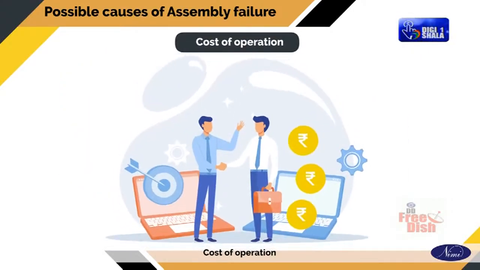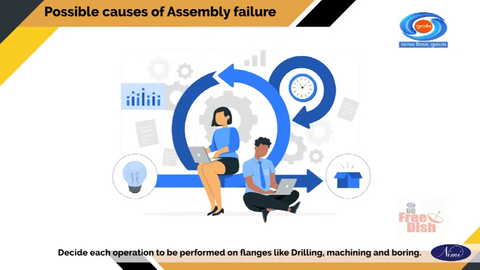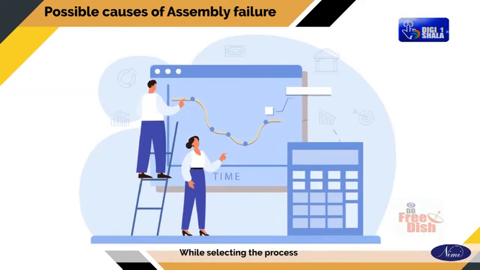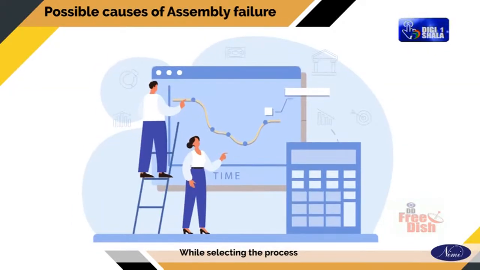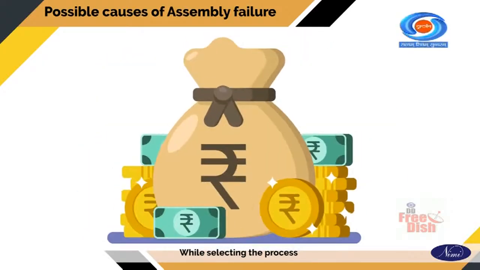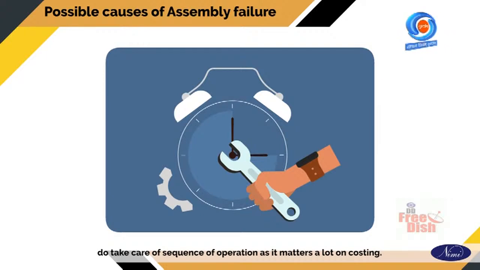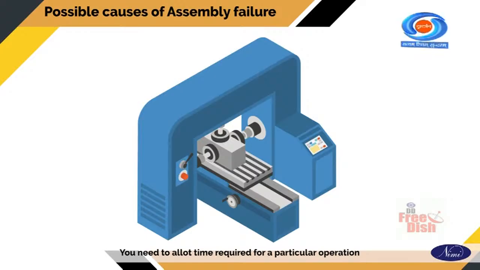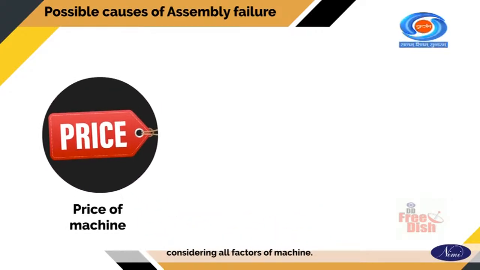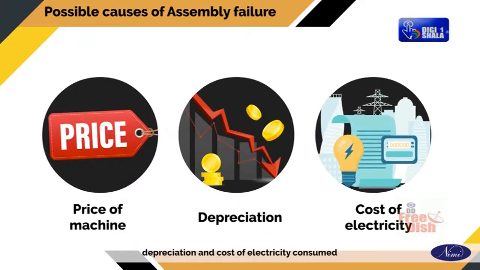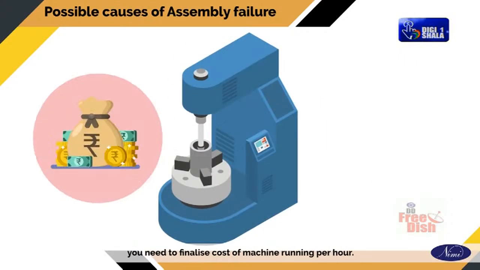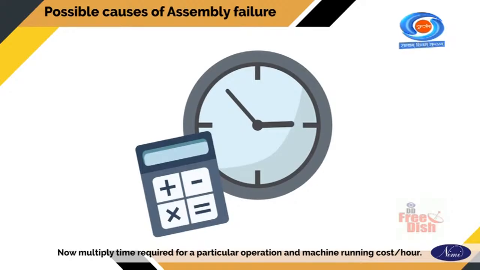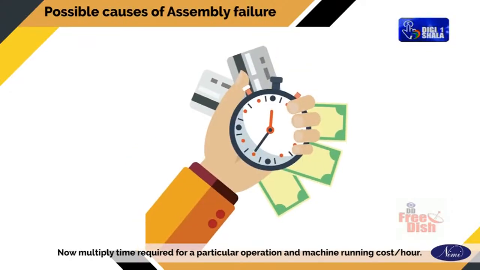Cost of operation. Decide each operation to be performed on flanges like drilling, machining and boring. While selecting the process, do take care of the sequence of operation as it matters a lot in costing. You need to allot time required for a particular operation, considering all factors of the machine. On the basis of price of machine, depreciation, and cost of electricity consumed, you need to finalize the cost of machine running per hour. Now multiply the time required for a particular operation and the machine running cost per hour.